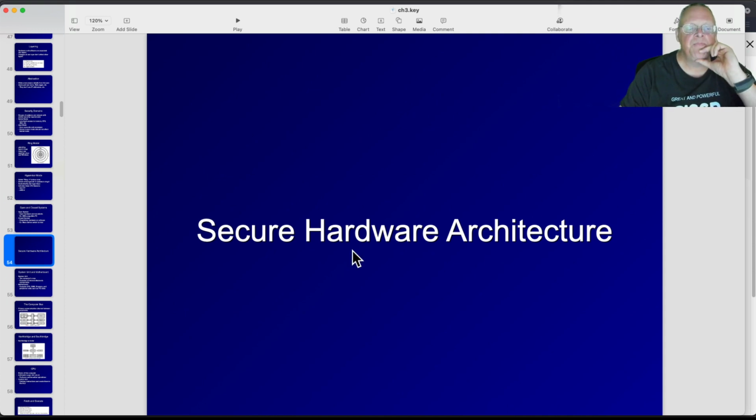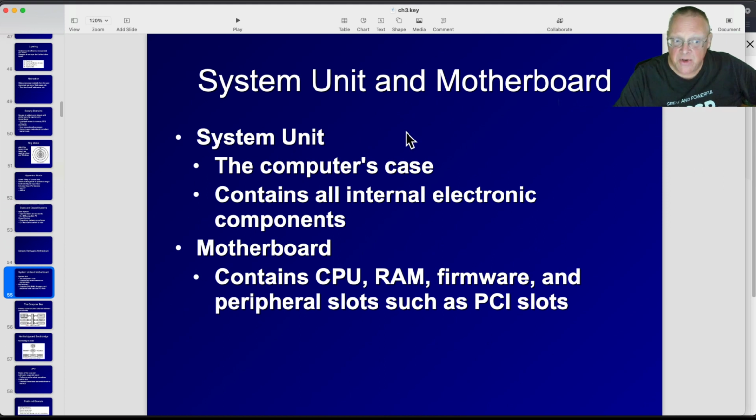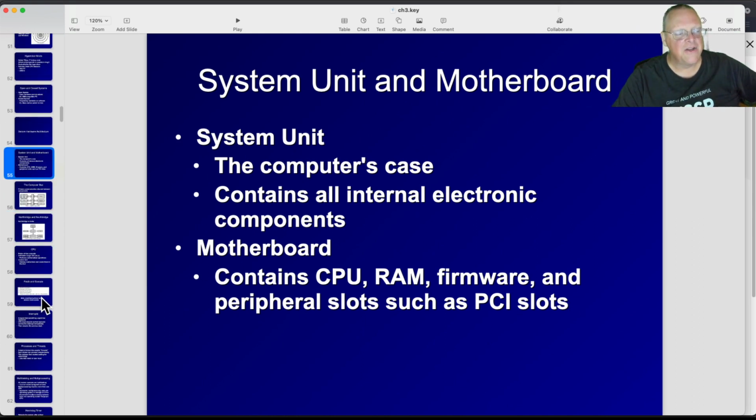Anyway, so then we can talk about the hardware architecture. So the system unit is the computer case itself. If you think of an old desktop PC where it's not all in one box like a laptop, you have this case with the internal components, and then you have the monitor and keyboard plugged into it. There's a motherboard, which contains the processing unit, the RAM, and peripheral slots for add-ons like a network card in the older machines.